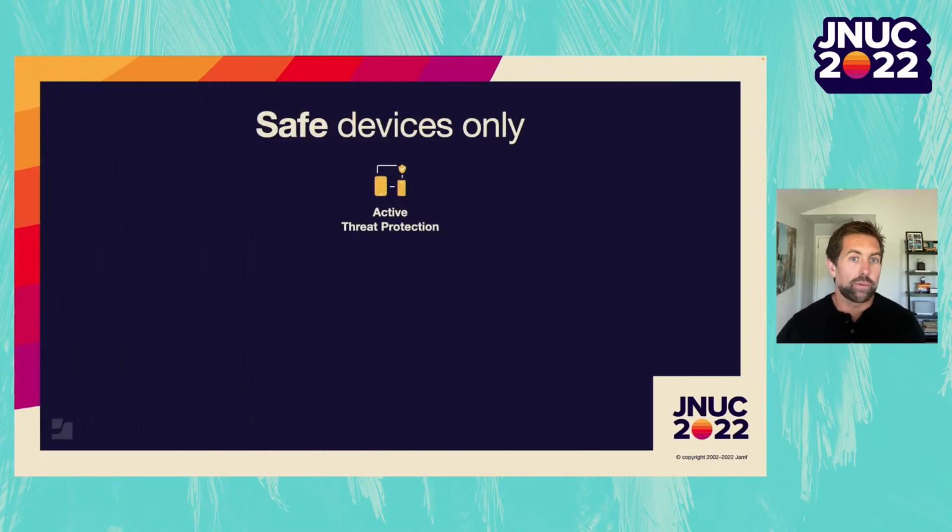Right, so on to pillar number two, safe devices only. Now, just because a device is sanctioned doesn't mean that it's safe. So we help keep devices safe through the Trusted Access solution in 4 ways. First up is active threat prevention. We have on-device and in-network protection capabilities to protect that device from outside attack.